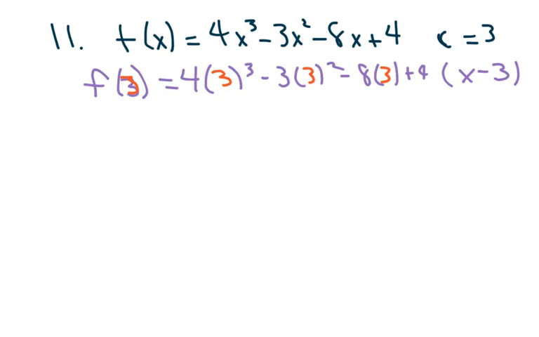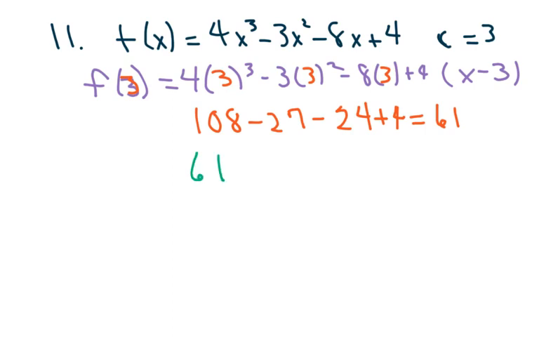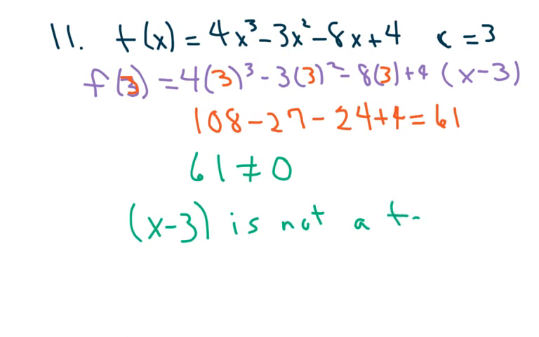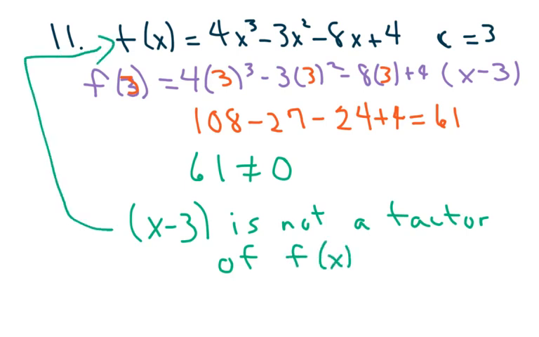You've already seen this before, but I'm going to multiply this out, and I'm going to get 108 minus 27 minus 24 plus 4, and that gives me 61. Since 61 does not equal 0, then x minus 3 is not a factor of f of x, i.e. it's not a factor of this equation here.